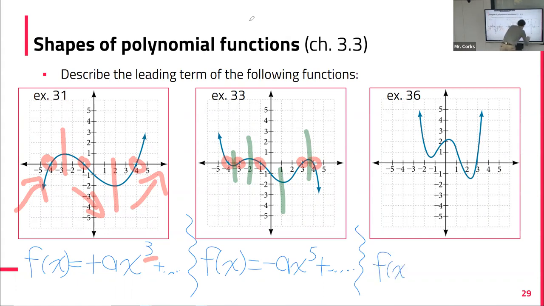Positive a. Even numbered exponent. Okay, so the right side going up, positive, left side going in the same direction. So even number exponent. How many more? Thinking 4. Okay, how many turning points do we see? 3 turning points, 1, 2, 3.